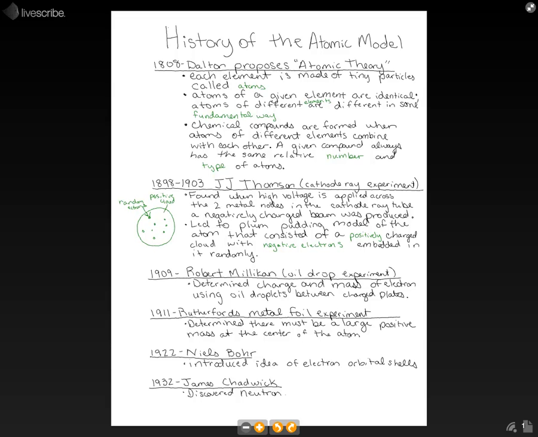And the next development was in 1922. You have Niels Bohr, and he introduced the idea of electron orbital shells. And in 1932, we had James Chadwick, and he discovered the neutron. So this is a brief history of the atomic model and the important discoveries that led to what we know today.